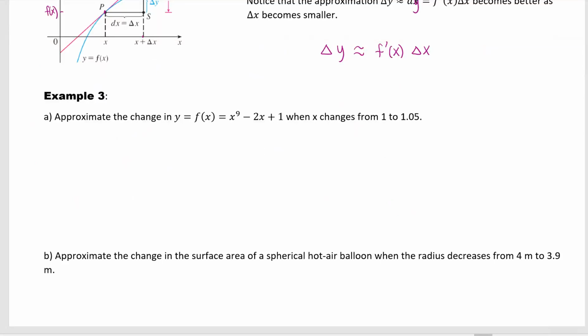Part A. Approximate the change in y, where y equals f of x equals x to the 9th minus 2x plus 1, where x changes from 1 to 1.05. Okay, so how do we do that? Well, first, you gotta figure out what's f prime, right? So f prime of x is 9x to the 8th minus 2, right? And we're looking for x changing from 1 to 1.05.